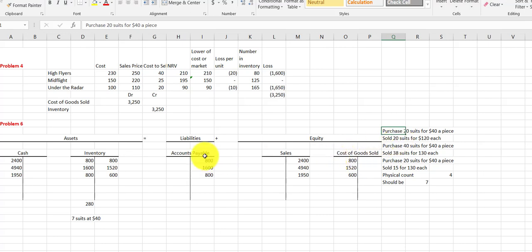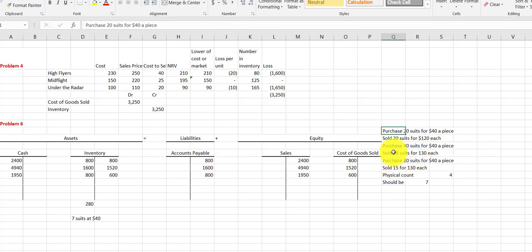Sold those 20 suits. We're going to credit sales, debit cash $2,400, credit inventory, debit cost of goods sold for 20 suits at $40. Then we bought some more. We debit $1,600 inventory, we credit accounts payable.